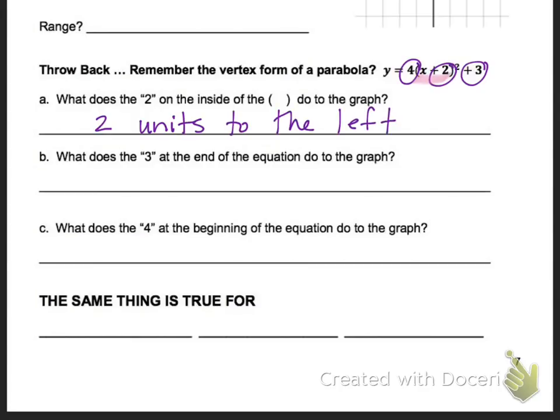So remember, if it's plus 2, you're going to do the opposite sign. Opposite sign. So it goes left 2. The 3 on the outside moves it up and down. You keep the sign on the outside. So that means that it goes up 3 units.